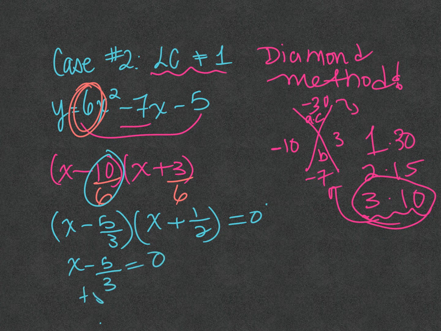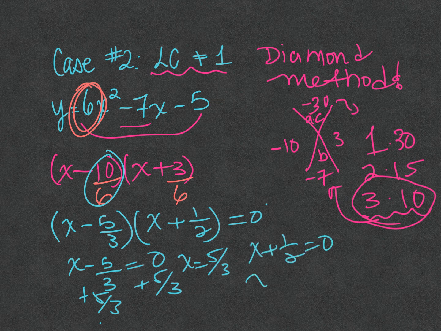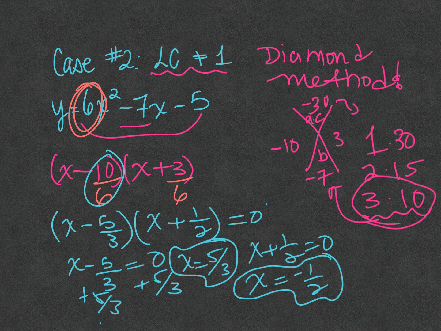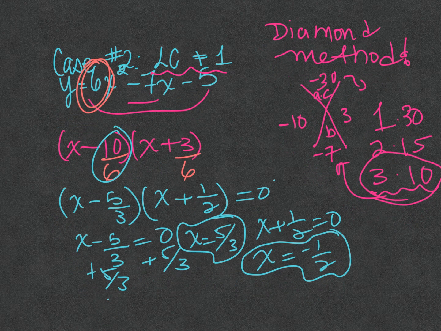So you can add 5/3 on both sides. You get x equals 5/3. And then you get x plus 1/2 equals 0. X equals negative 1/2. So these are the x-intercepts. That's when I ask you to solve by factoring, finding the x-intercepts.